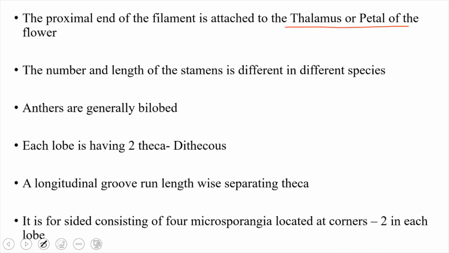We already discussed that the anthers are generally bilobed, and each lobe has two theca, that we call dithecous. A longitudinal groove runs lengthwise separating the two theca. The anther is four-sided, consisting of four microsporangia located at the corners, two in each lobe.